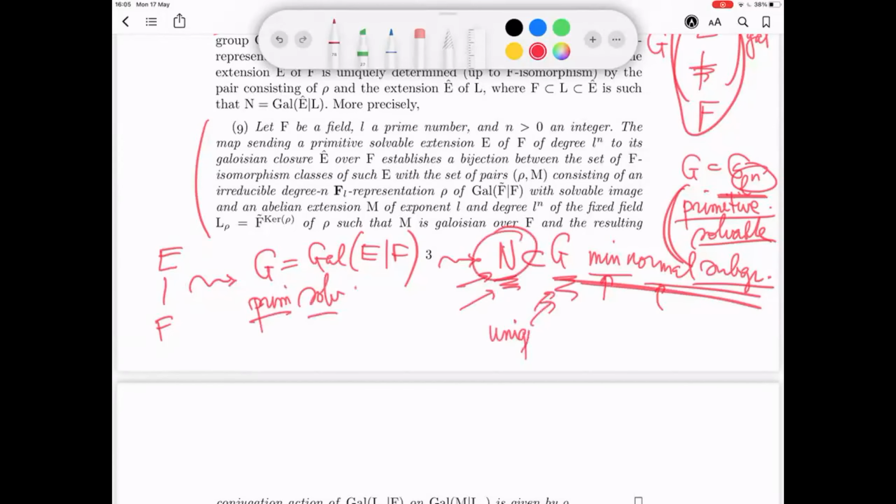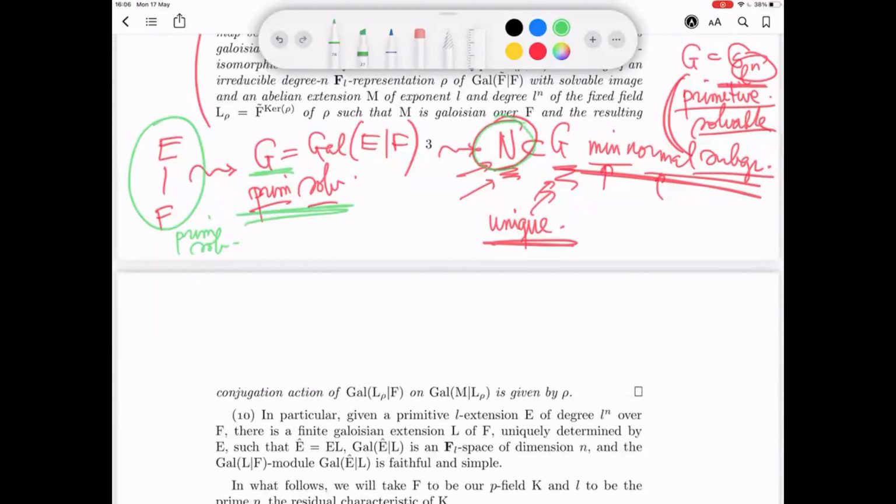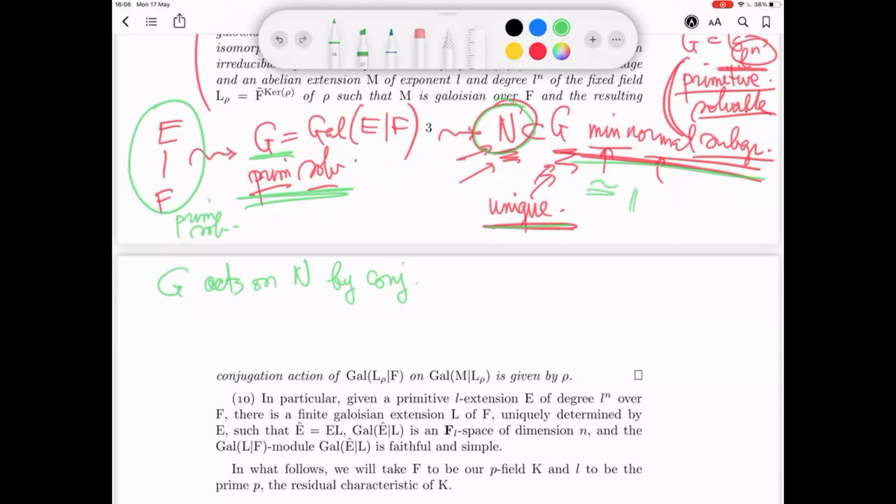So as I said, let me use a different color so that I can repeat. You start with a primitive and solvable extension. Then you get this group which is primitive and solvable. Then it has a unique minimal normal subgroup. And then G acts on N by conjugation. But of course, what can be shown is that this N is isomorphic to FL to the power N, or I mean, Z mod LZ to the power N.